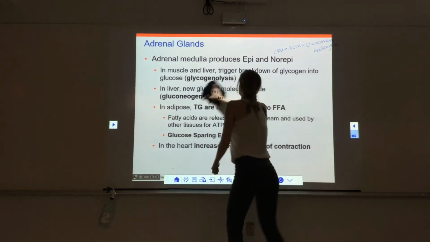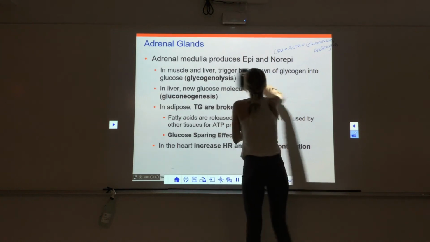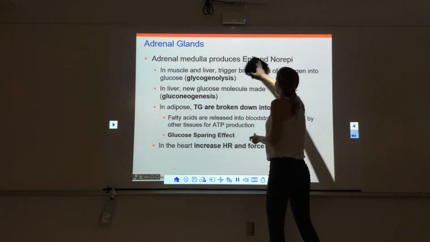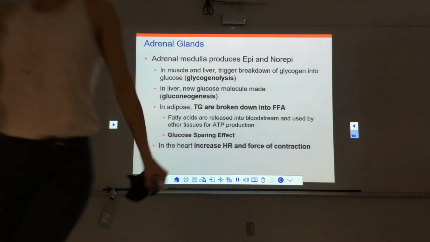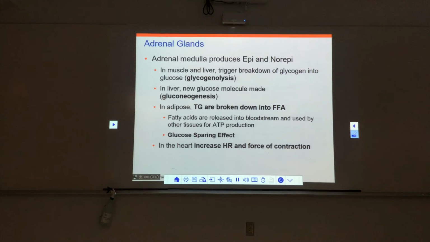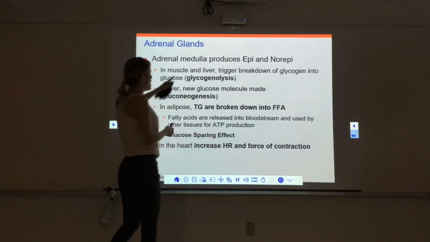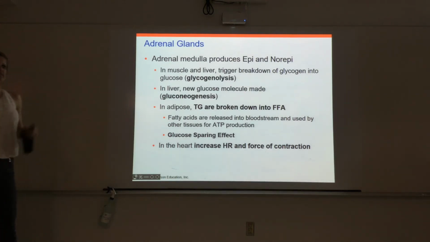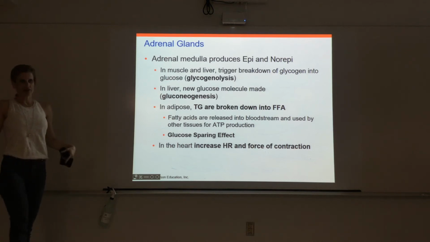Okay, so that's the adrenal cortex. Remember, inside the adrenal glands, we have the adrenal medulla. And this is where we make epi and norepi. So this is where we make epinephrine and norepinephrine, again, as hormones. So we're releasing them into the bloodstream, so that means they're going to have a really widespread effect.